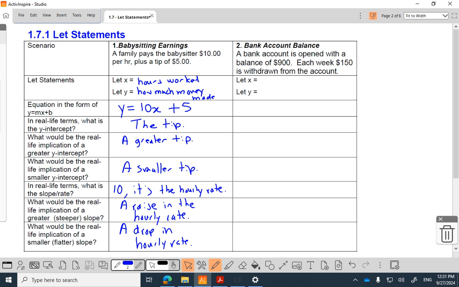Here's a new scenario. A bank account is open with a balance of $900. So let's say you go to the bank and you put your $900 in there that you made this summer. Each week, $150. So each week you take out $150 to pay for expenses and everything like that. Okay. Let x equal... if you want to know how much money is going to be in your account, what do you got to decide? What information do you need? Like if I say, well, how much money are you going to have? What is it you need to know or think about? What's the number you're going to put into this situation?